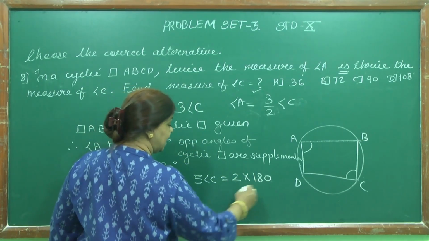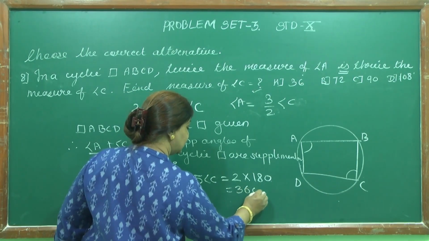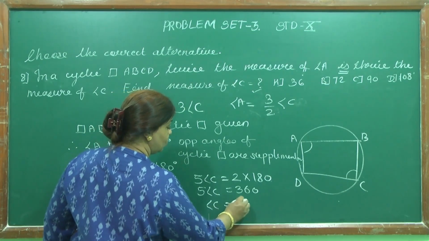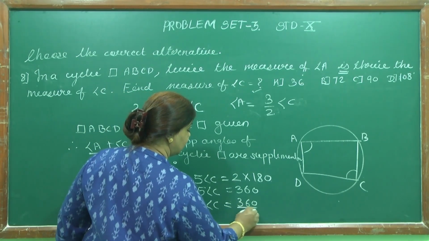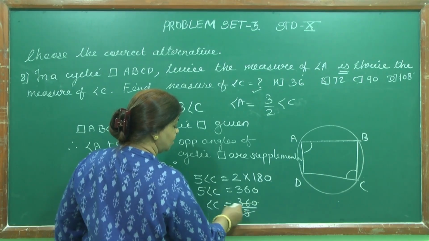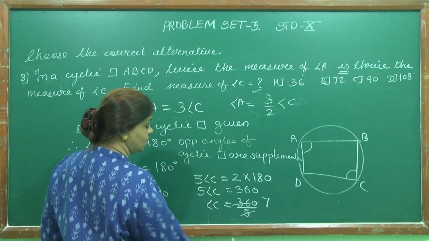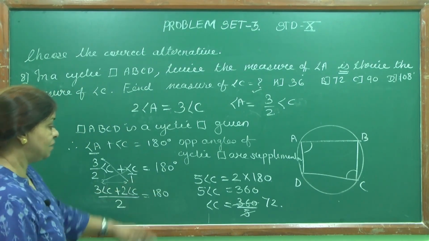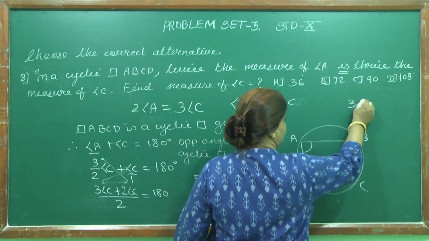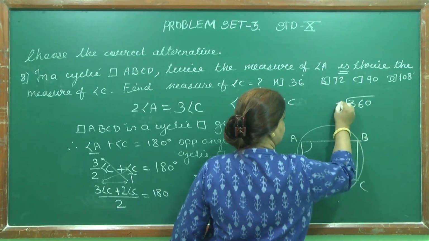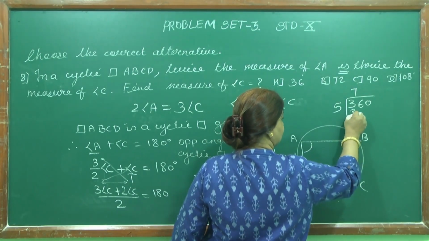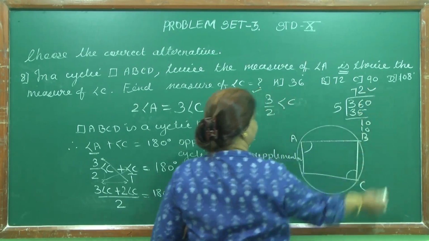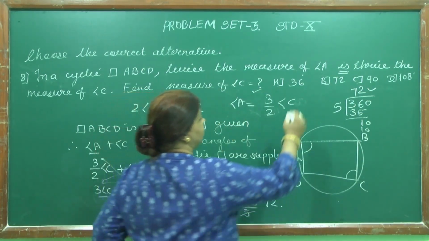Now 2 into 180 is 360. That is 5 times angle C. Therefore, angle C will be equal to 360 upon 5. Let me divide it here. 360 divided by 5, 5 7s are 35, 5 2s are 10. So I got 72. The angle C is 72 degrees. So the correct option will be B.